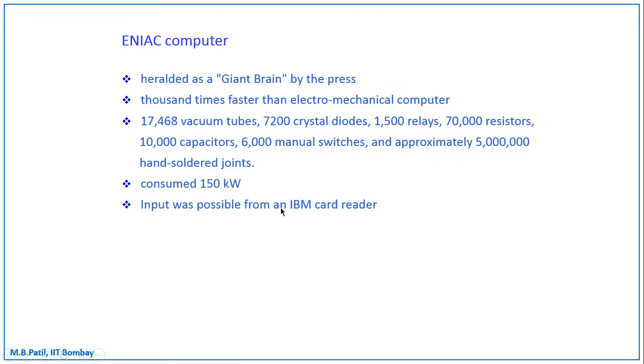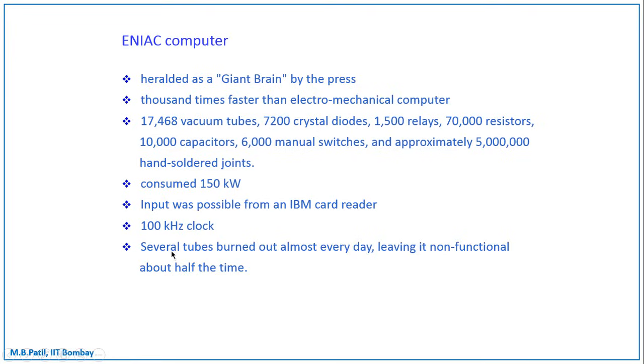Input was possible from an IBM card reader, and each card was one statement of a program. Its clock frequency was 100 kilohertz. And for comparison, our modern computers have a clock frequency of 2 gigahertz or 3 gigahertz. So you can find out how many times faster today's computers are. Several tubes burnt out almost every day, and also these soldering joints gave problems, leaving the computer non-functional about half the time. So the computer could not be used continuously because of this reason.